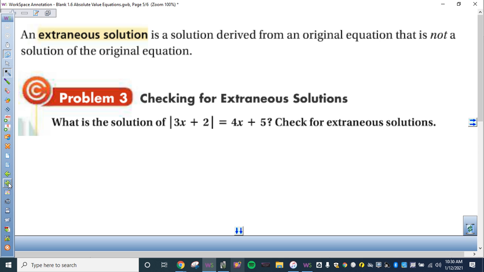So notice up top here it talks about extraneous solutions. So what is an extraneous solution? Remember, you see absolute value, you know you get two solutions. Starting point, right? Absolute value, two solutions.